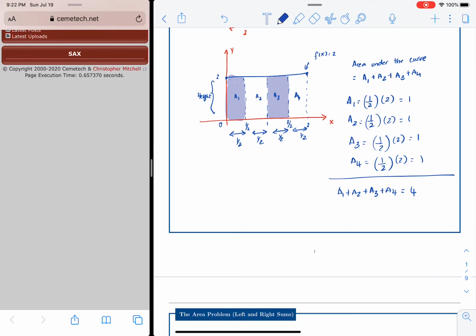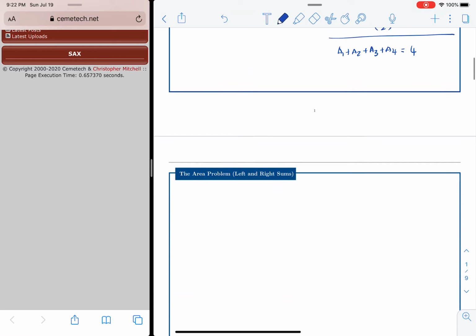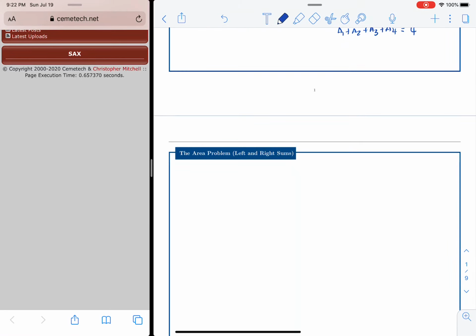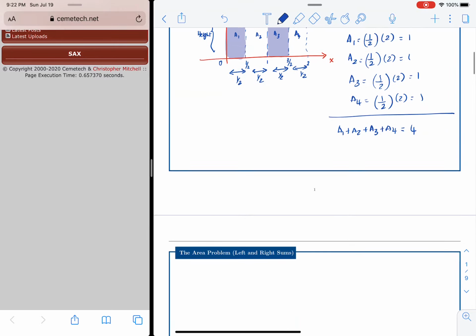Now, what I'm trying to illustrate here is that the area under the curve can be approximated by using a bunch of rectangles and summing the areas of those rectangles. In other words, we are trying to do an approximation of the area under the curve.